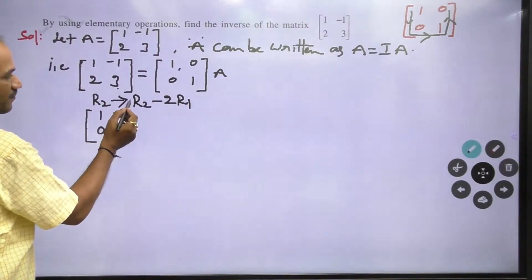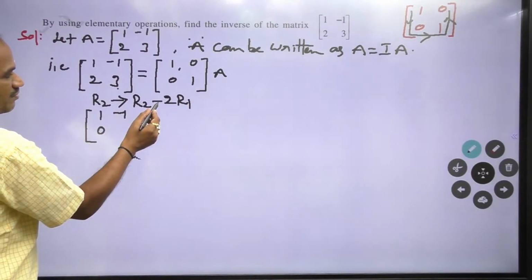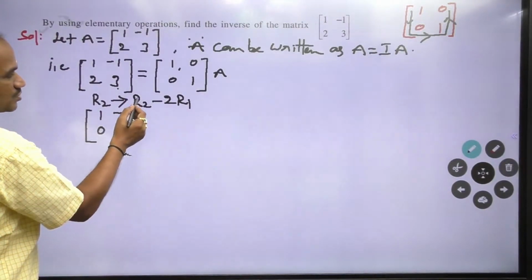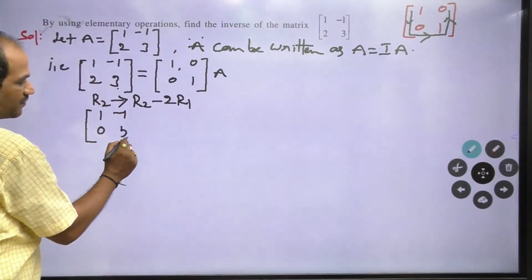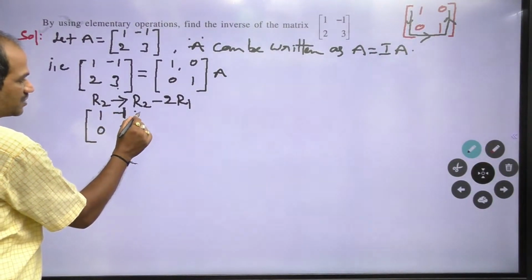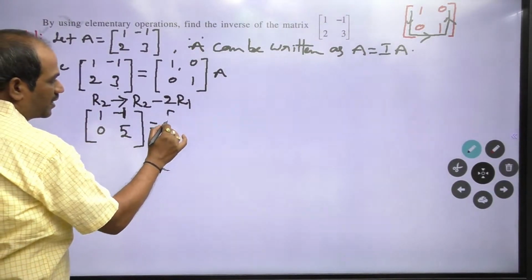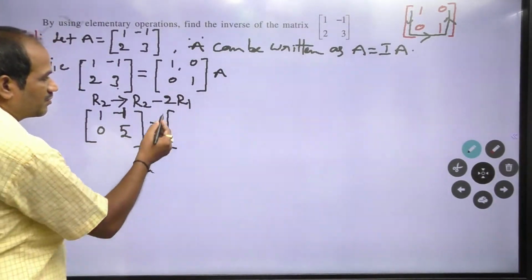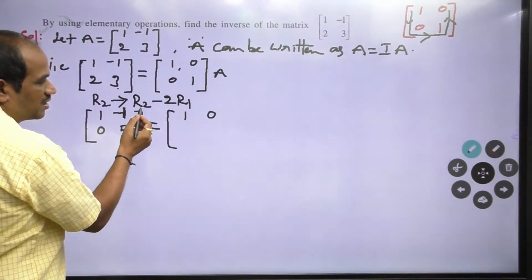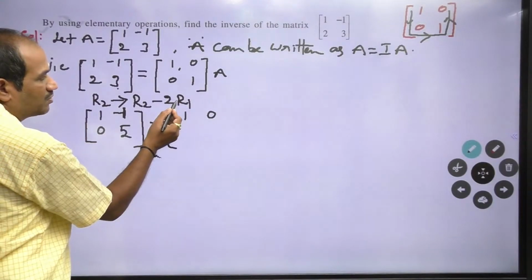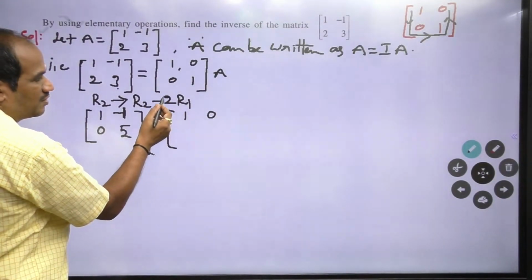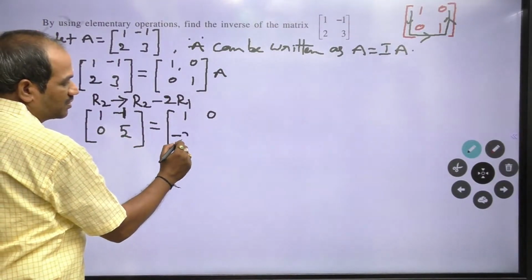Next, the remaining one: R2 element 3 minus 2 into R1 element minus 1, minus 2 times minus 1 is plus 2, plus 3, this element is 5. On this side also it changes: R1 has no change, 1 0. R2 element 0 minus 2 into R1 element 1, 2 into 1 is 2, minus 2 plus 0 is minus 2 here.